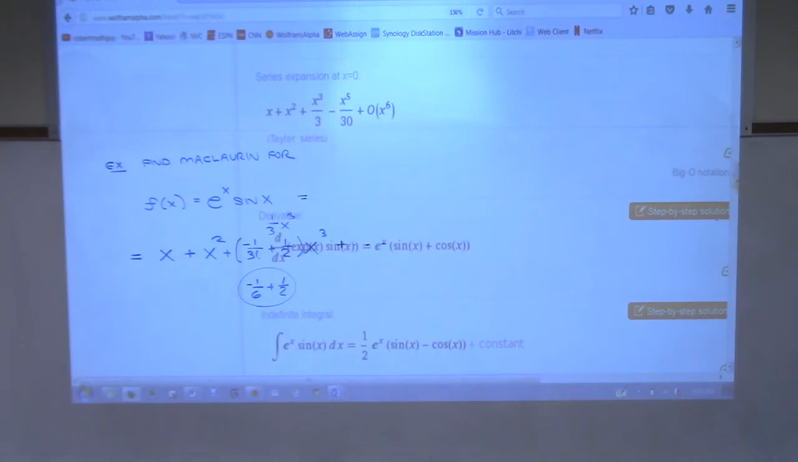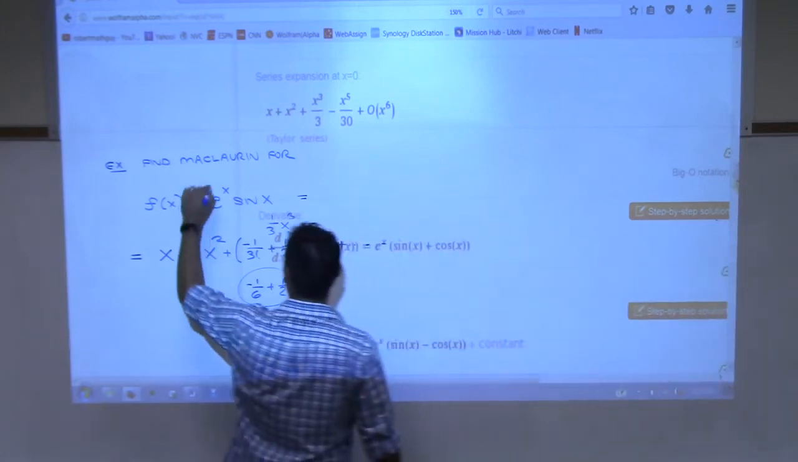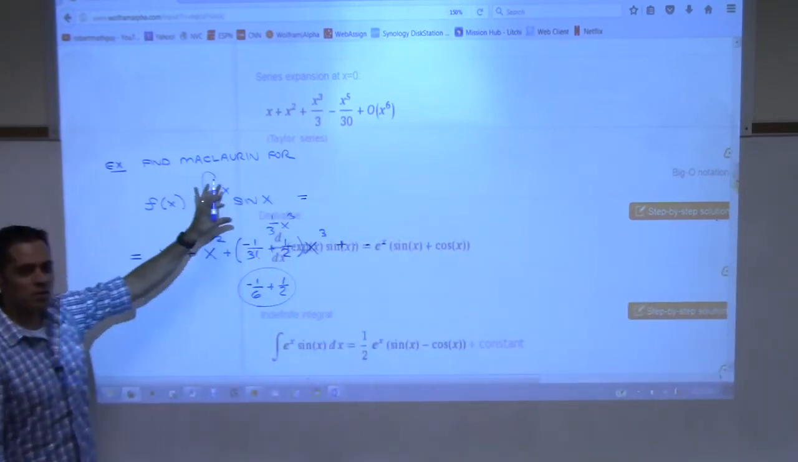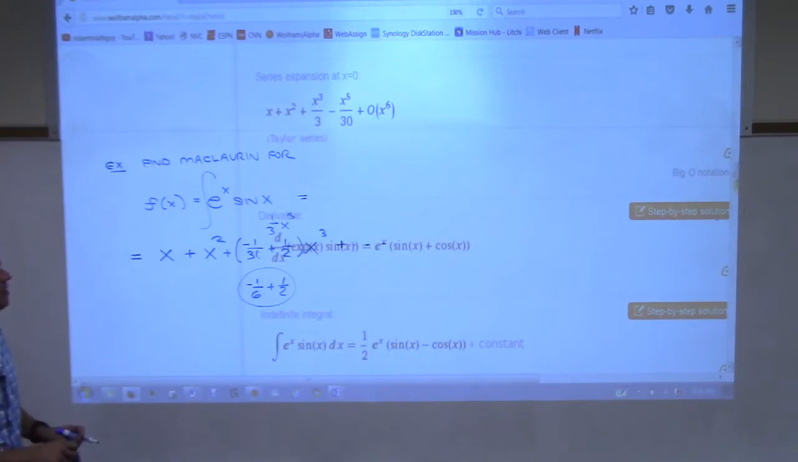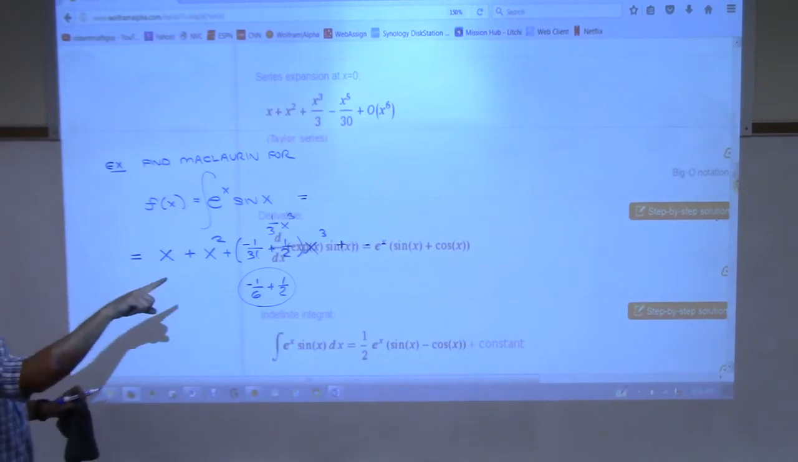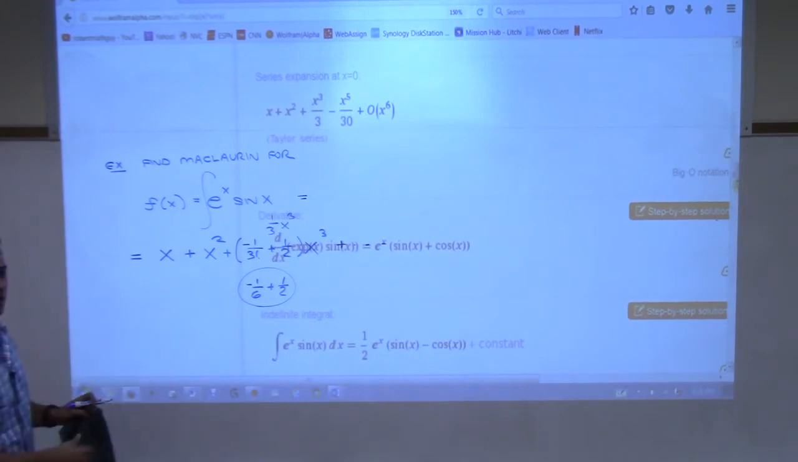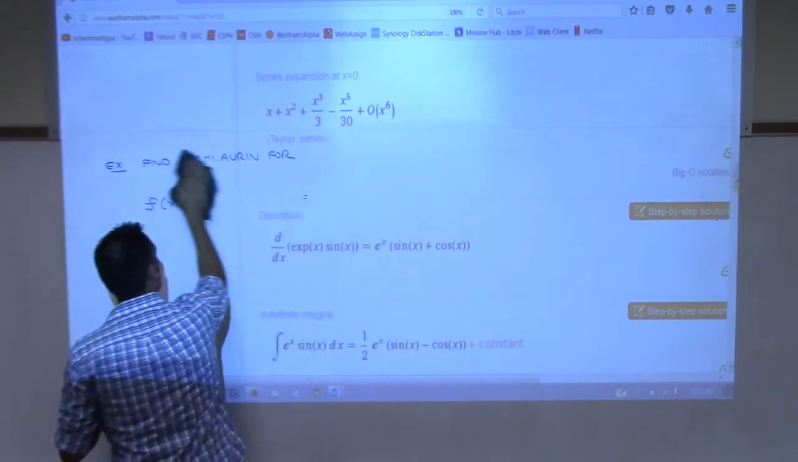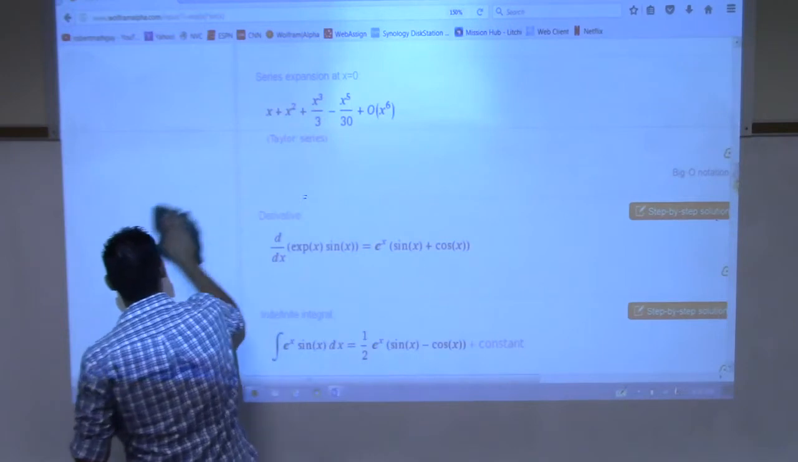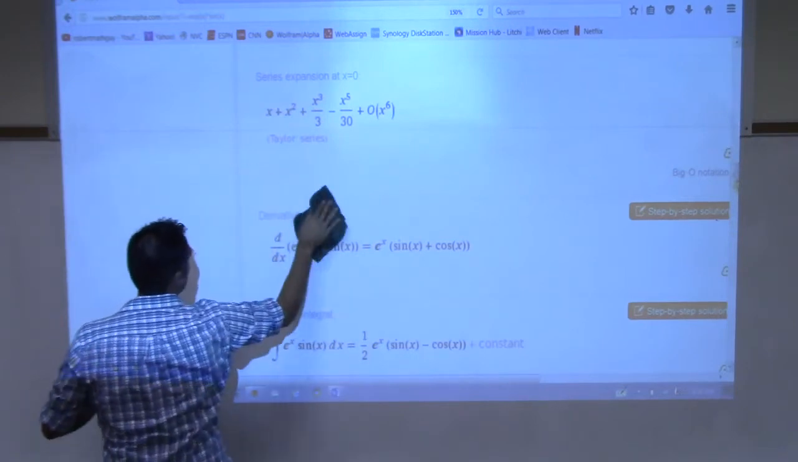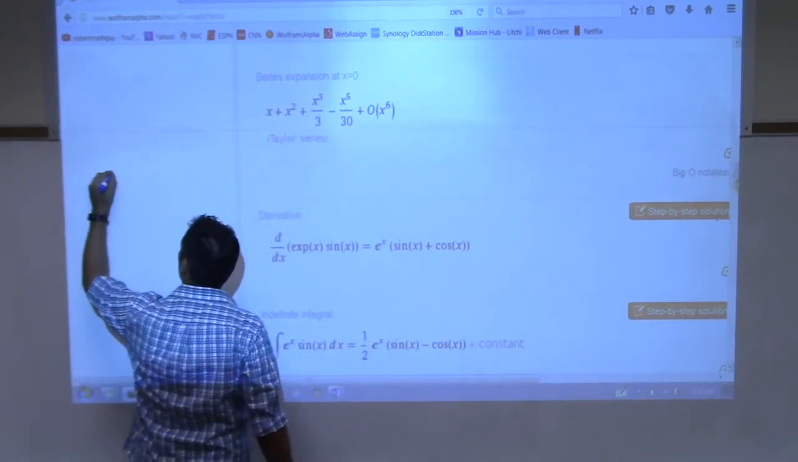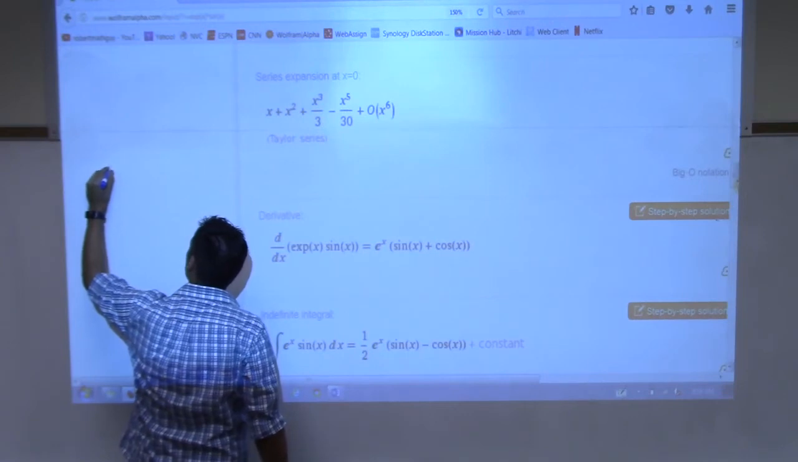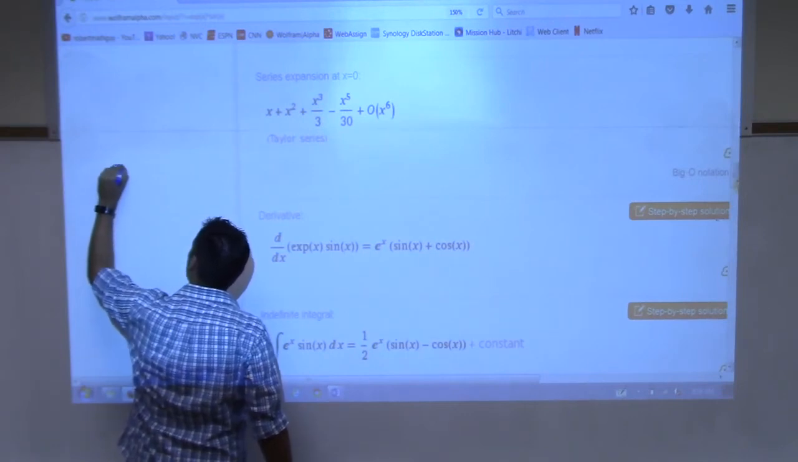Do y'all remember how to integrate this? Like if I asked you to integrate this, old school. Yeah, it's integration by parts, and it appears again on the other side, and you have to bring it over. Yeah, that's that problem. All right, how about this? Let's find the series.